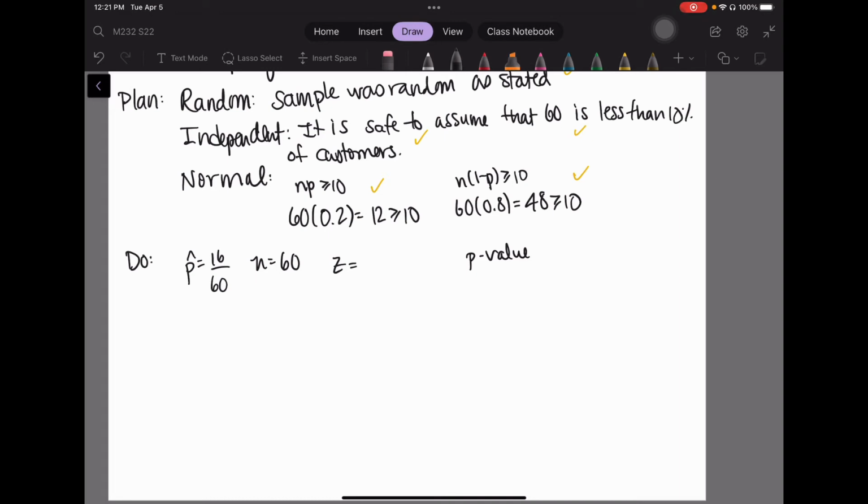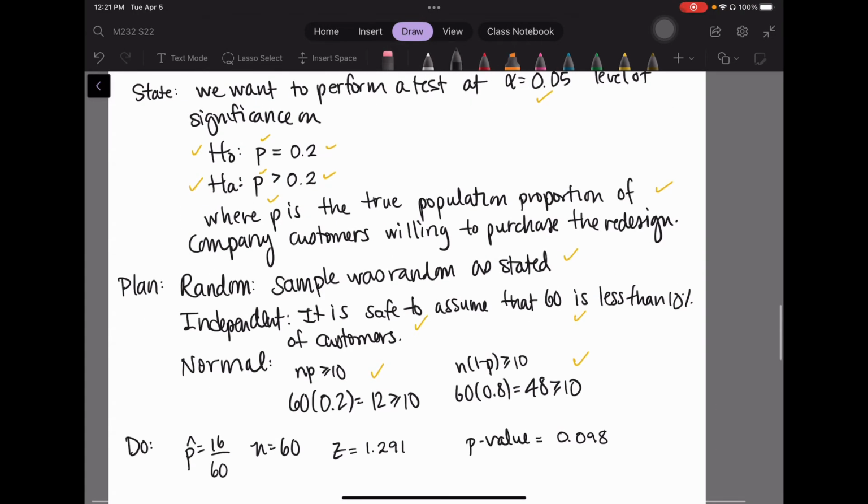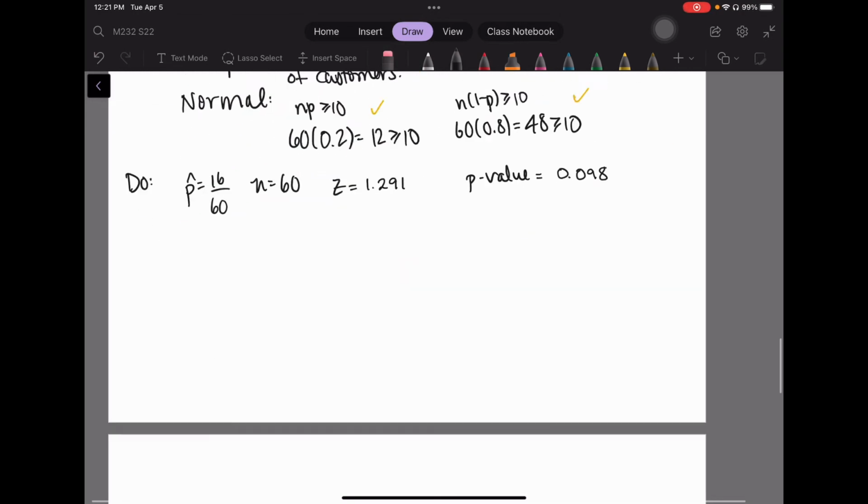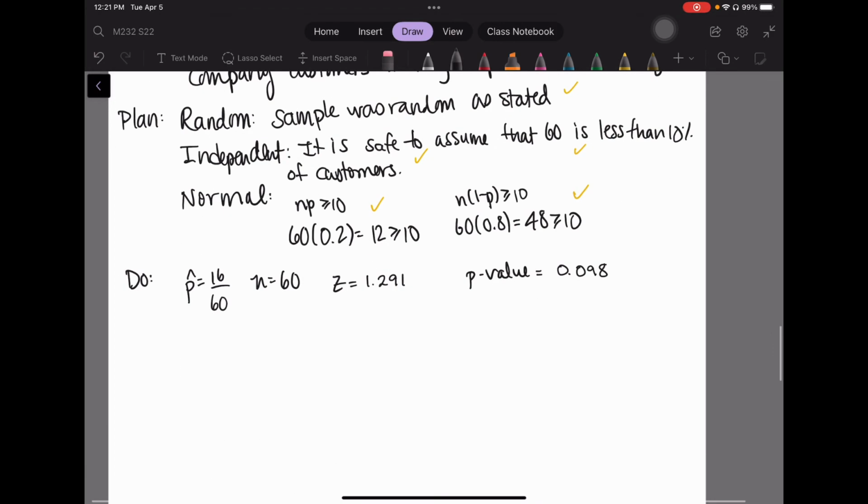z-score of 1.291, which has a corresponding probability or p-value of 0.098. And this is when we have the null hypothesis being equal to 0.2 and our alternative is being greater than 0.2 from above. So let's double check and make sure we have everything that we need in our rubric. We have our p hat value, we have our n value, we have our z-score, and we have our p-value.